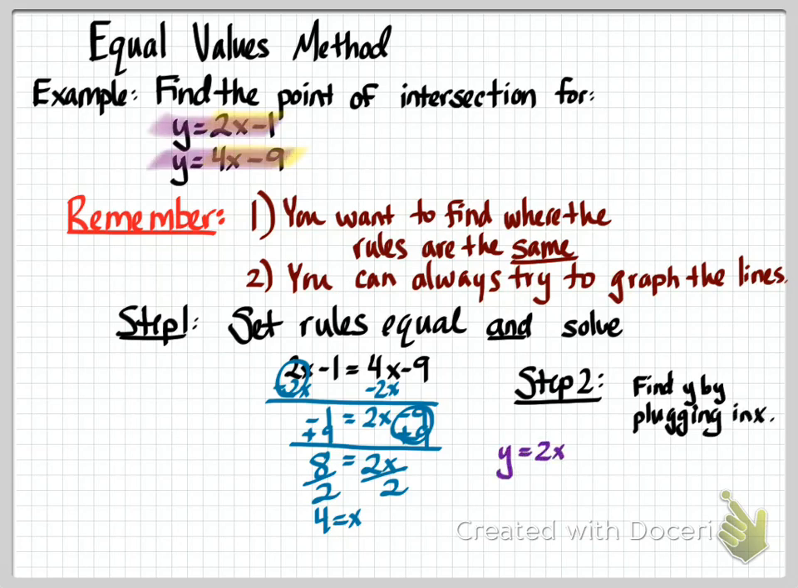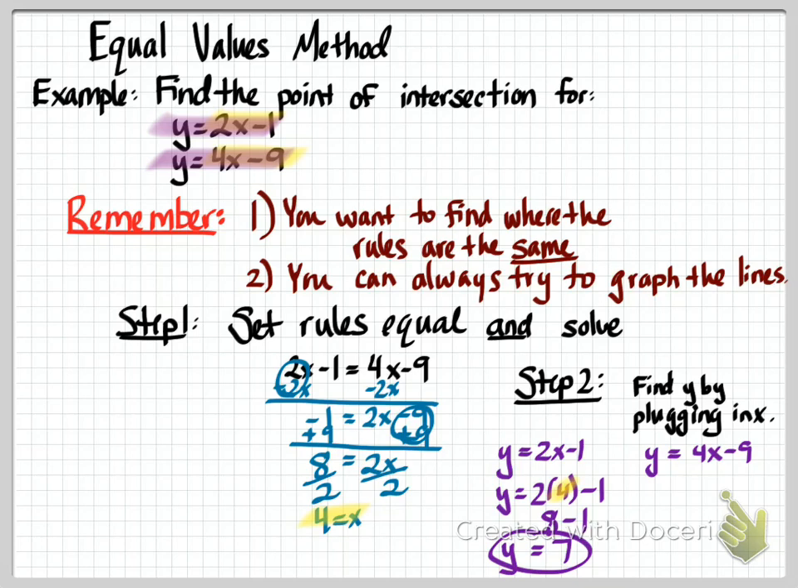So going back to the rules, we're going to copy the two rules down, the full rules, y equals 2x minus 1 and y equals 4x minus 9. And I'm going to plug in x, so I'm putting 4 where the x is, because 4 was my x value, and then I'm just going to evaluate. 2 times 4 is 8, minus 1 is 7. That's my value for y.